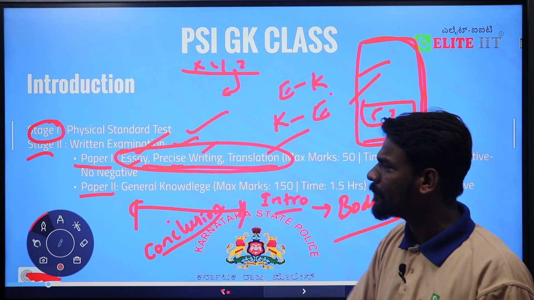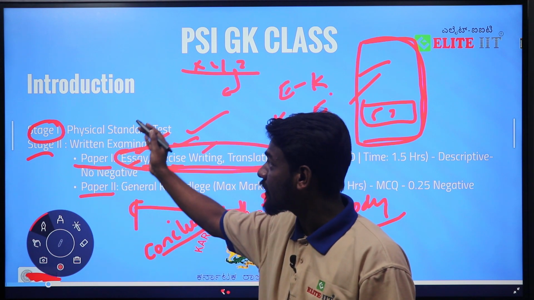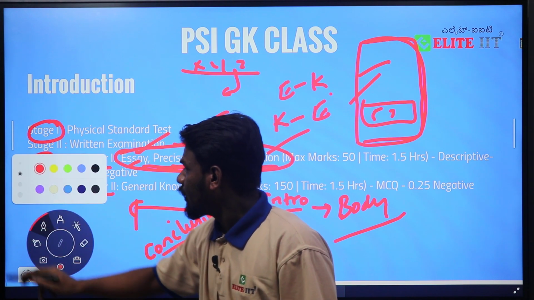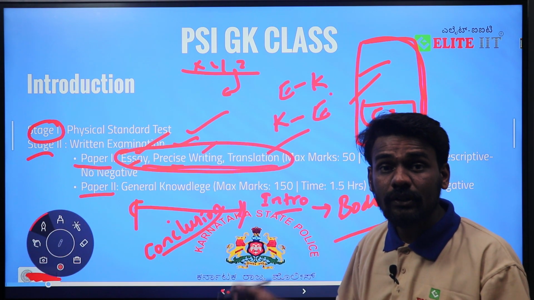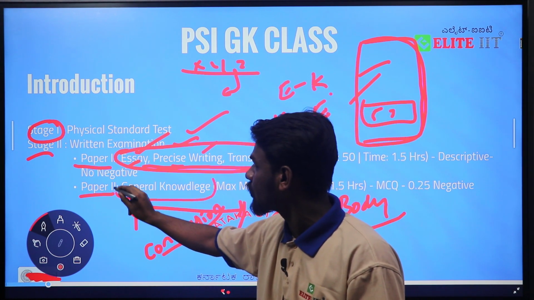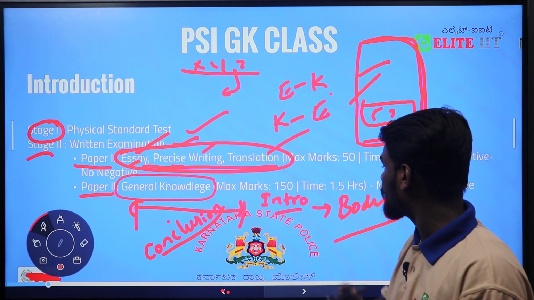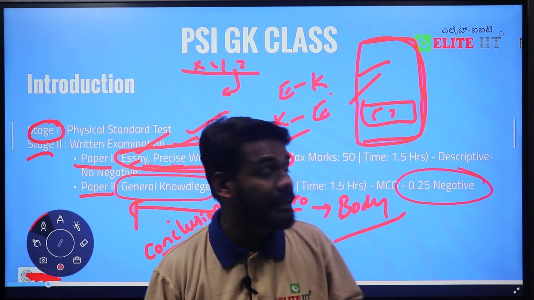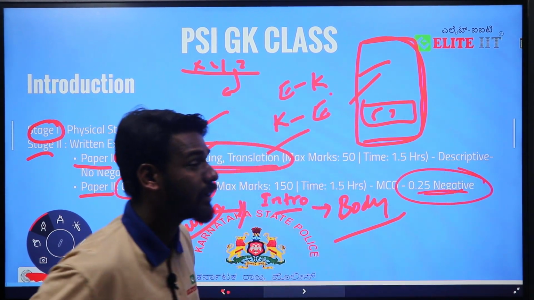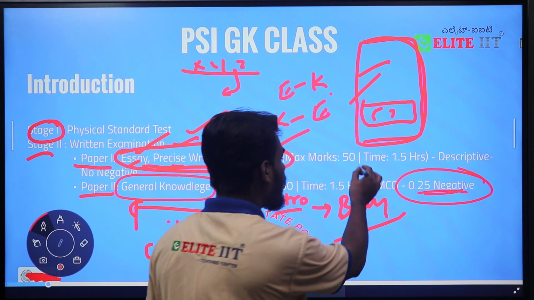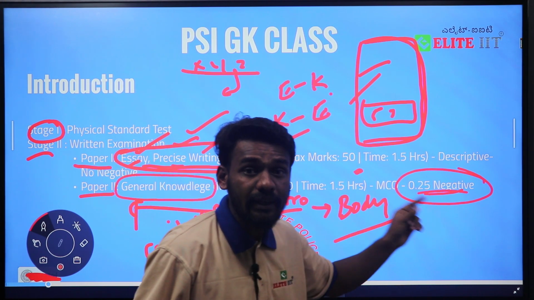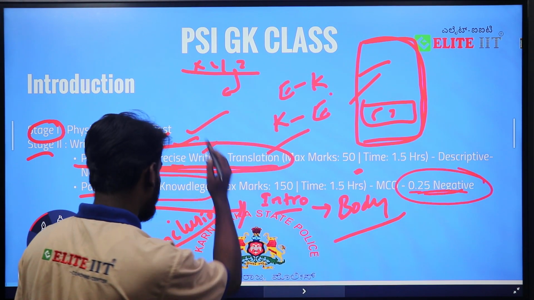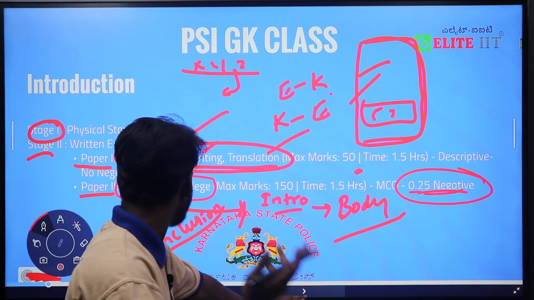Then comes paper 2 of the PSI examination. Here in paper 2, the major topic is general knowledge: 150 marks, 1.5 hours, and most importantly negative marking is there. We have to keep in mind, don't mark answers simply. Negative marking is there, that is 0.25, in the general knowledge paper, stage paper 2.